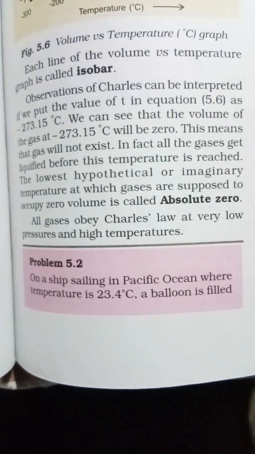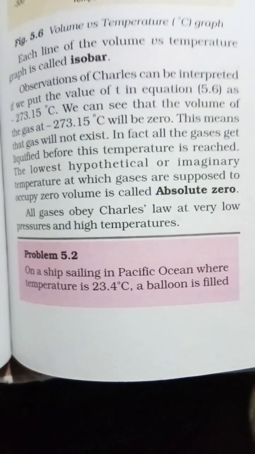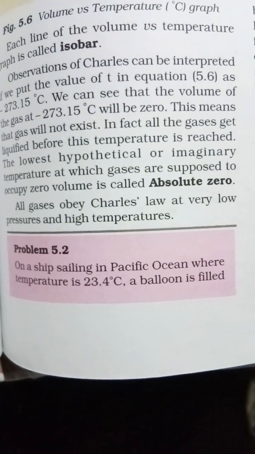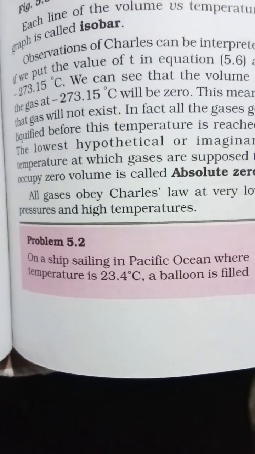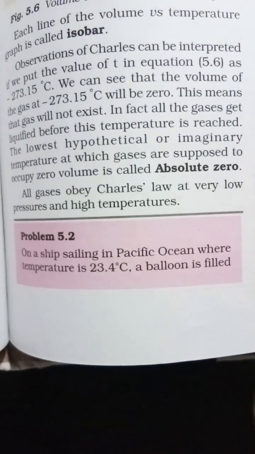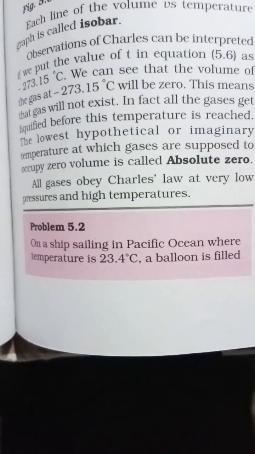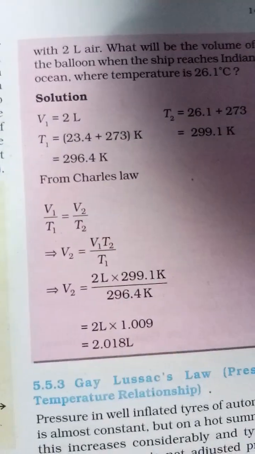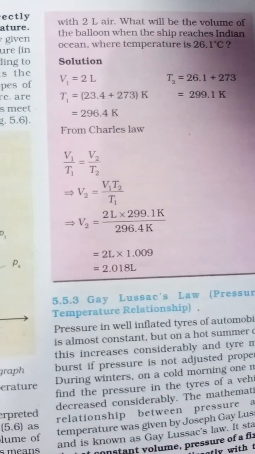The lowest hypothetical or imaginary temperature at which gases are supposed to occupy zero volume is called the absolute zero. All gases obey Charles' law at very low pressure and high temperature. Kindly memorize this. The problem is here, and the solution is also here. You should try and write it again and again, and you will understand.